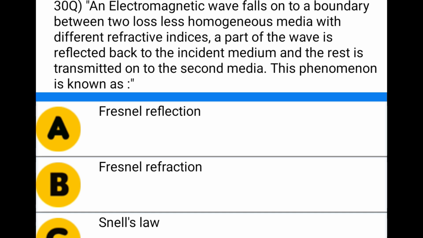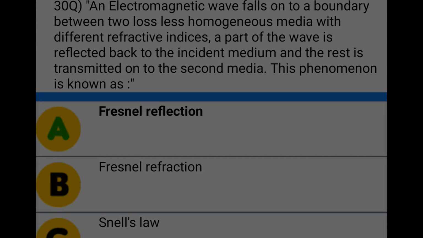Next question. An electromagnetic wave falls on the boundary between two lossless, homogeneous media with different refractive indices. A part of the wave is reflected back to the incident medium and the rest is transmitted into the second medium. This phenomenon is known as option A Fresnel reflection, option B Fresnel refraction, option C Snell's law, option D none of the above. The correct answer is option A Fresnel reflection.